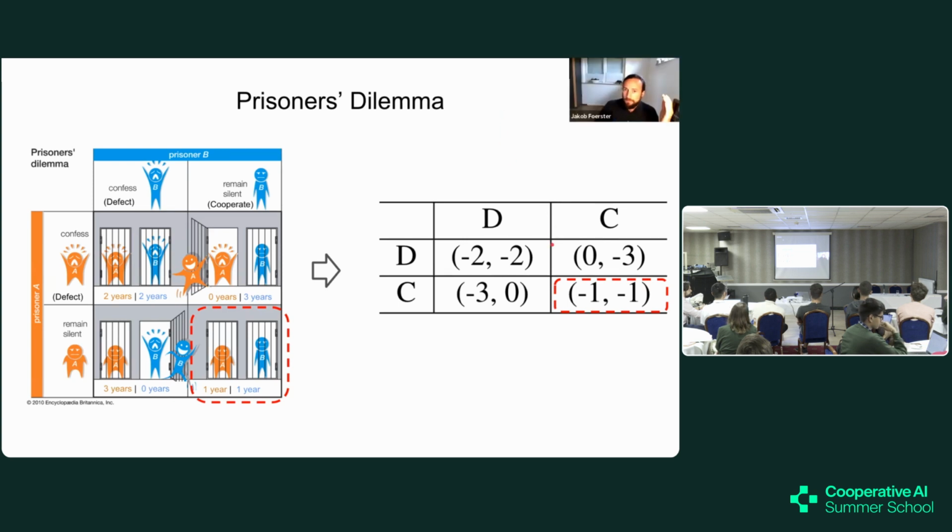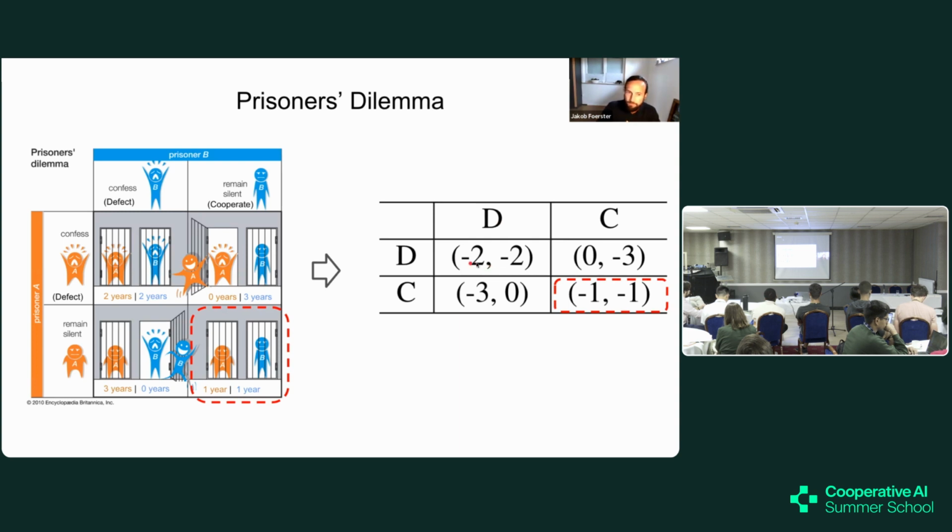All right. In this case, I don't know what you would want, but what I would want from my robot is, I don't like spending time in prison. And that is visualized by the -2, the negative rewards here. We're assuming that prison sentences are bad. And in fact, no matter what the other robot is doing, I'm always better off defecting. And that is what's called a dominant strategy.